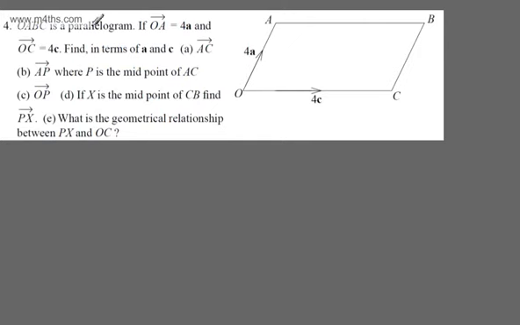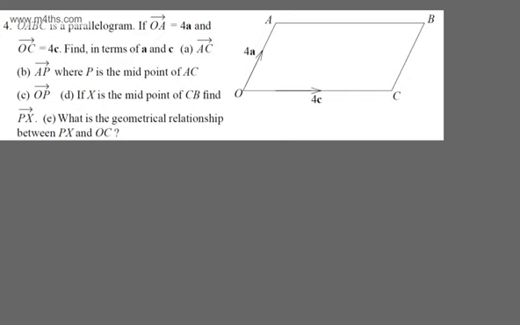OABC is a parallelogram. If the vector OA is equal to 4A and the vector OC is equal to 4C, find in terms of A and C: A, the vector AC; B, the vector AP, where P is the midpoint of AC; and now C, the vector OP. Okay, let's work with this now.